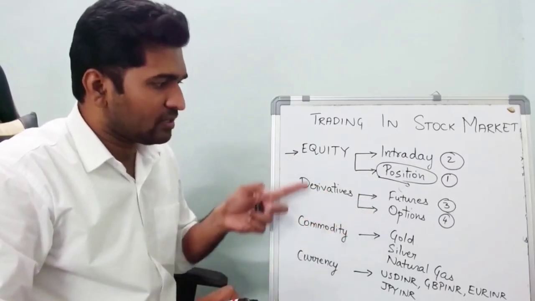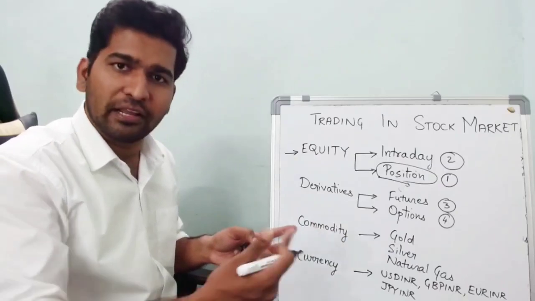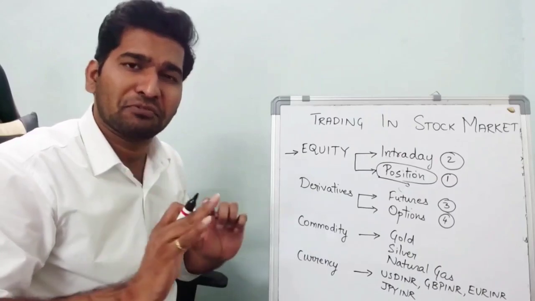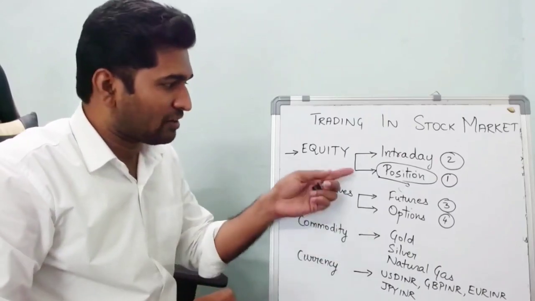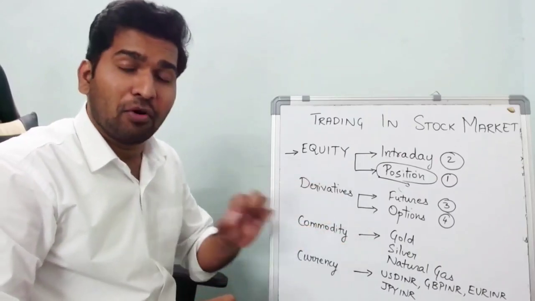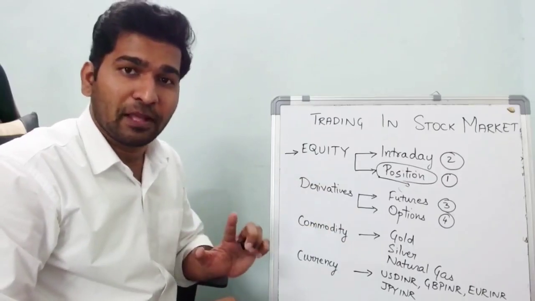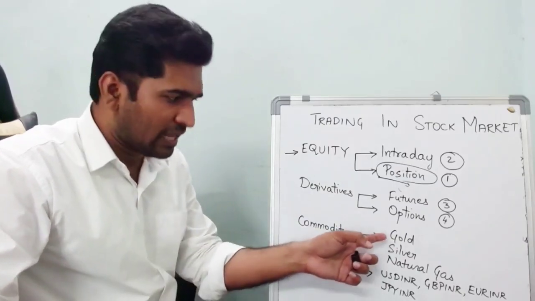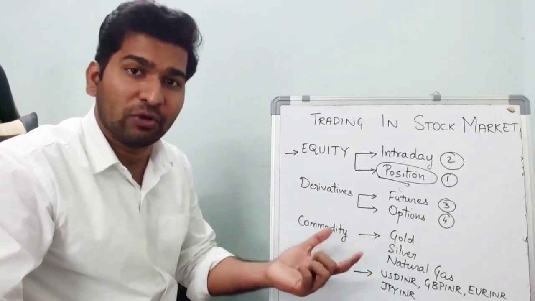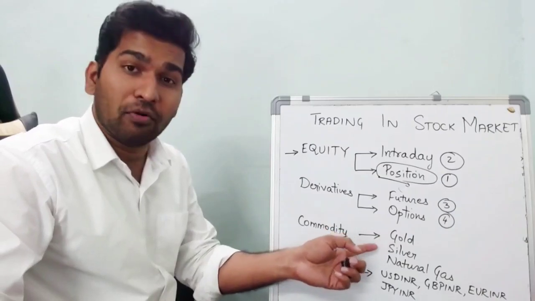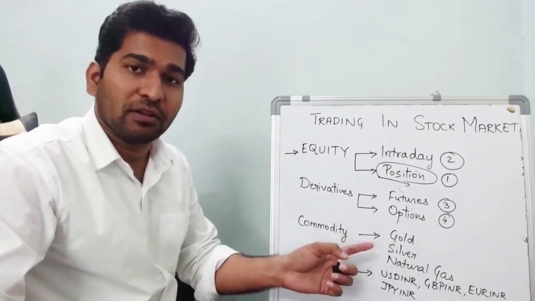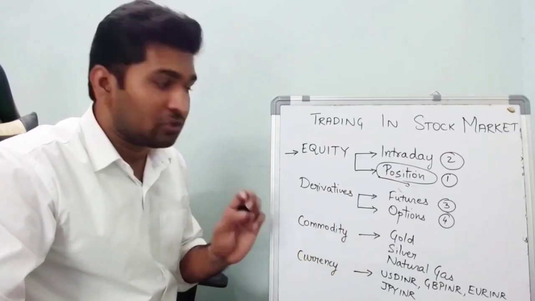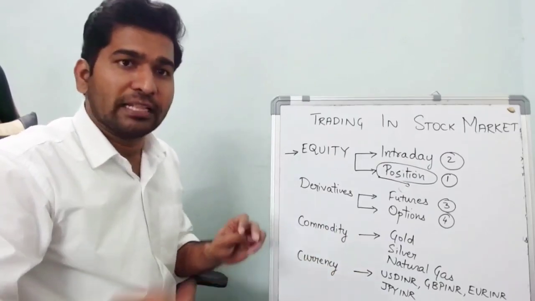Once this is done, you can start trading in commodities and currencies as well. I'll tell you, commodities and currencies have huge opportunities for all of us. Most likely you'll be trading in futures, because there will be good liquidity in that. At that point of time, the profit potential which these products give is extremely good. So this is the process I want you to follow.